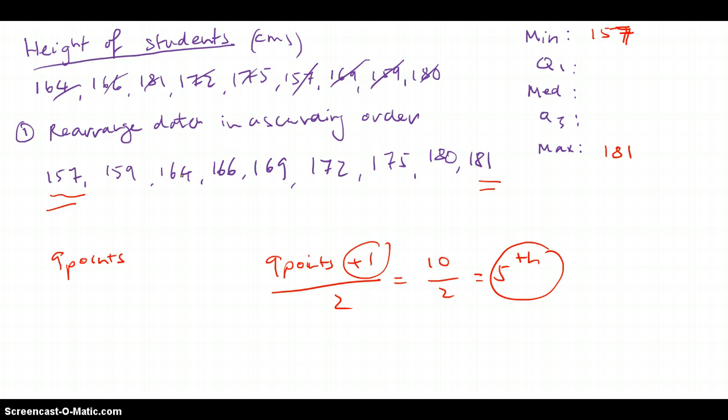So 1, 2, 3, 4, 5. This point right here is our median, because you can see there's 1, 2, 3, 4 on the right hand side, 1, 2, 3, 4 on the left hand side. So what we get is 169 is the median.